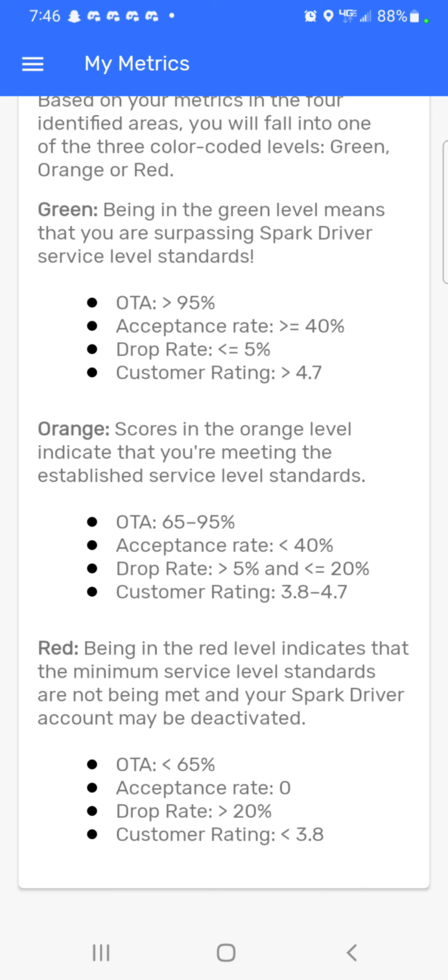Be careful, guys. Never, ever get to here. Your drop rate's over 20%. Do you know how easy that is to get to? I got to 19 at one point because I was still trying to learn the app. I was sick of these very long wait times. I took a few orders I shouldn't have, and that was on me. Spark treats you like a Walmart associate. It treats you as if you're W-2. It is the most frustrating app I have worked, but I made it work, and look at the money I made.